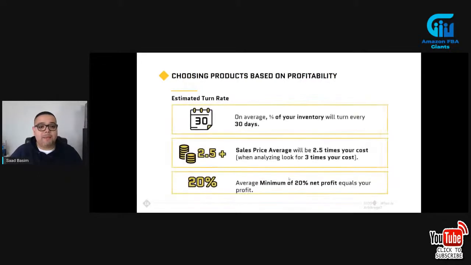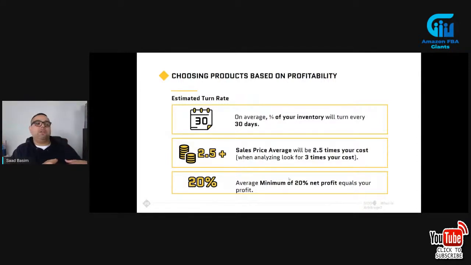Now, let's go to estimated turn rate, which is really, really important and something that you need to understand. On average, 30% of your inventory will turn every 30 days. So if I have, let's say, 90 units in my inventory, just expect 30 units is going to sell every month. Usually how I look at it, what I bought last month is going to sell this month. What I bought this month is going to sell next month, and so forth. That's how I look at my things. This is how you need to gauge it.